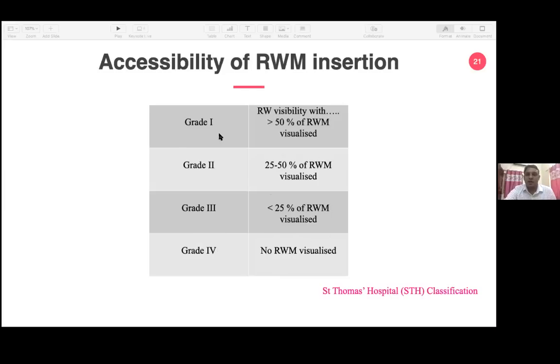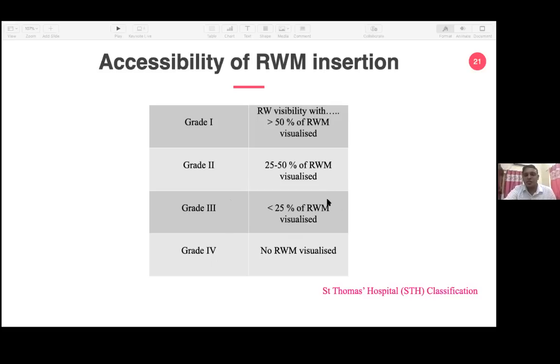So if one has encountered grade 1 or grade 2, that is a favorable situation where one can go ahead with an electrode insertion via the round window route. If someone encounters grade 3 or grade 4 round window membrane accessibility, this will be a difficult situation to go ahead and do a cochlear implant electrode insertion via the round window.